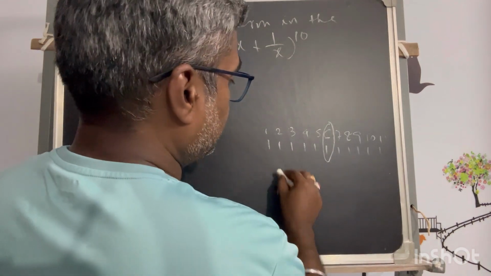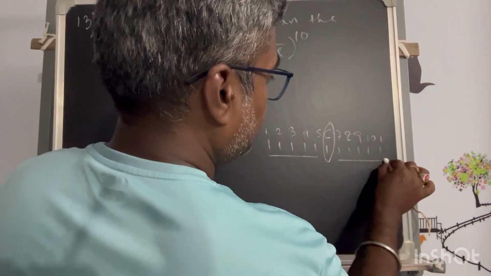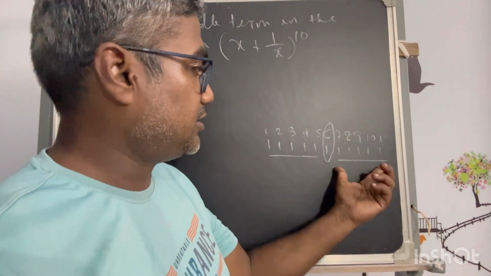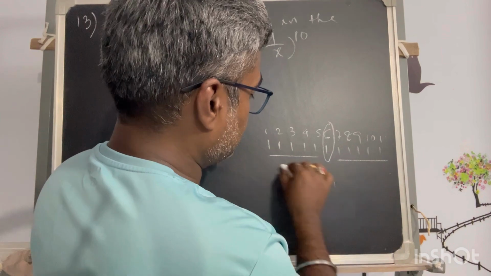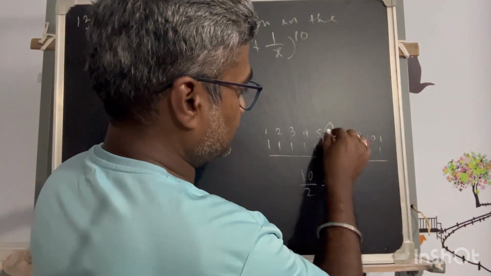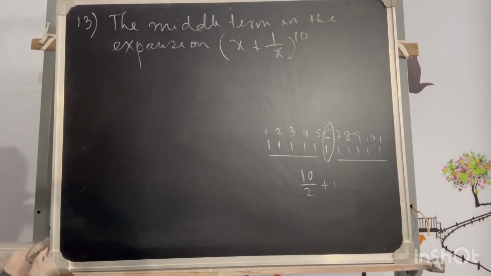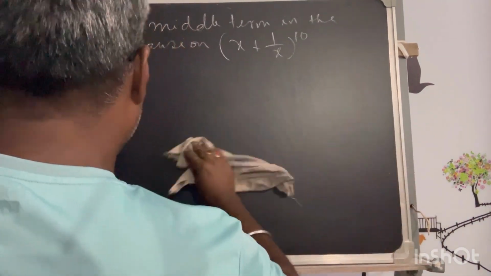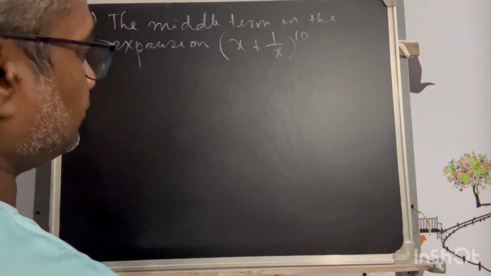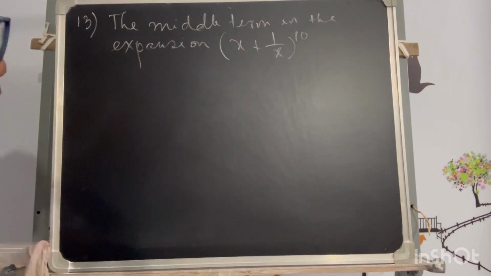So how will you reach there? You have to divide it into equal parts. That is 10 divided by 2, so 10 by 2 you will reach there, plus 1 you will come to the middle term. This is also true for any order or power of the binomial where it is even.